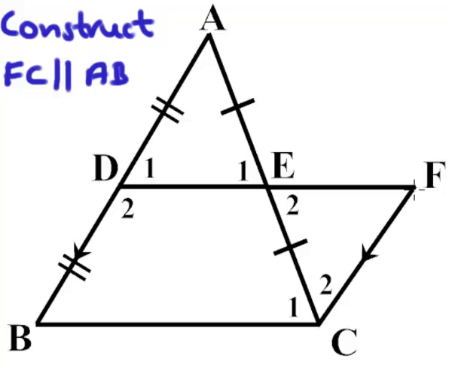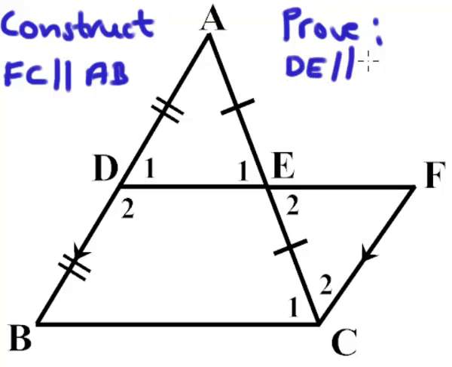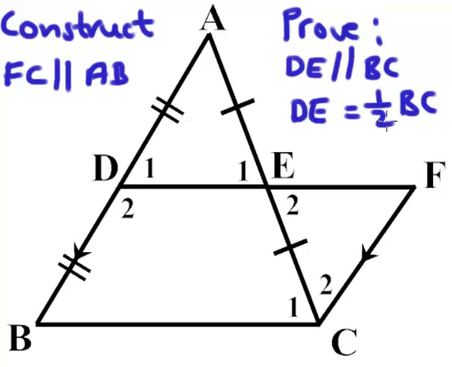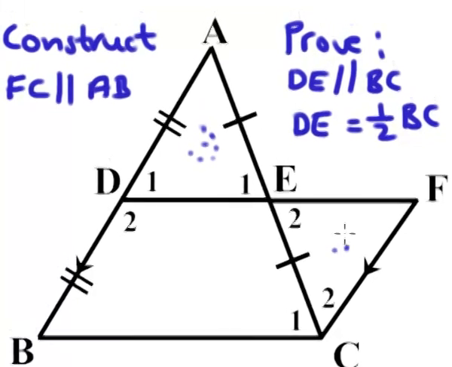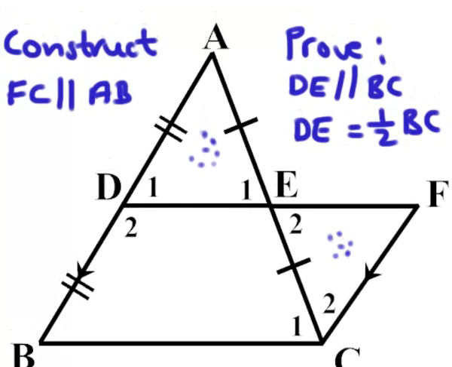Now, how are we going to prove this? This is what we have to prove. We want to prove very simply that DE is parallel to BC, and we want to prove that DE is a half of BC. So there are two things to prove here. Now I want you to focus on these two triangles here, and I want to show you how easy this is to prove.